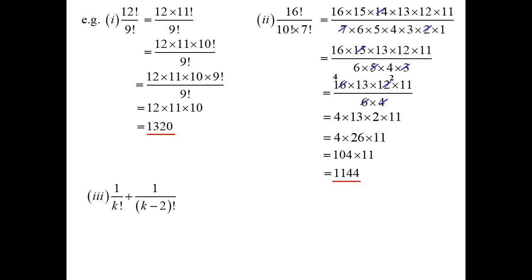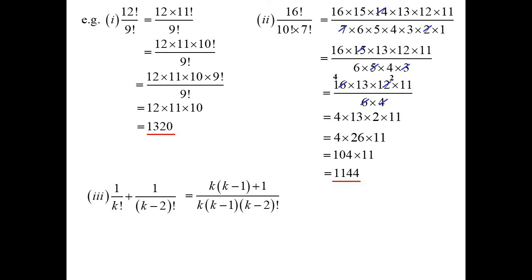That's why it's still important to understand what cancelling happens here, because we can't go to our calculator with algebra. So I have 1 on k factorial plus 1 on k minus 2 factorial. We've got to get the common denominator. So in this case, the higher factorial would be the common denominator. Because, and that explains it a bit more, k factorial, of course, we could write as k times k minus 1 times k minus 2 factorial.